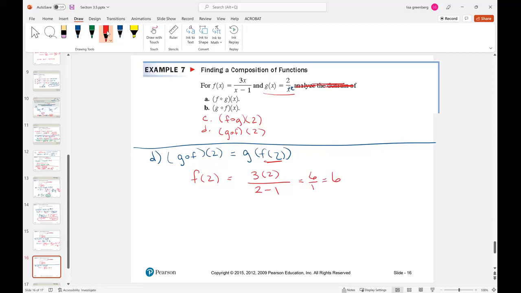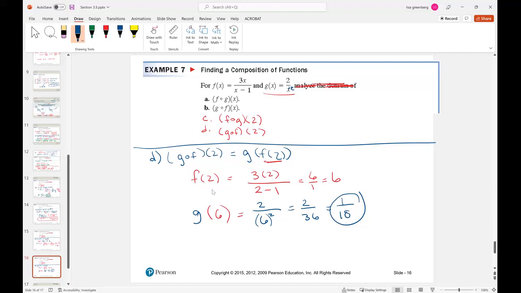Okay, and then I plug that in and I get G of 6, which is equal to, and I plug that 6 into the G. So that's 2 over 6 squared, which is equal to 2 over 36, which is equal to 1 over 18. And so it's considerably easier if I'm given a number and I have to evaluate it than if I'm not given a number and I have to do all the algebra with the x, okay?